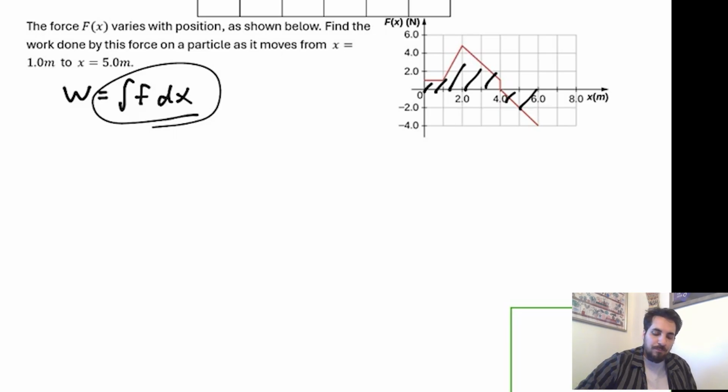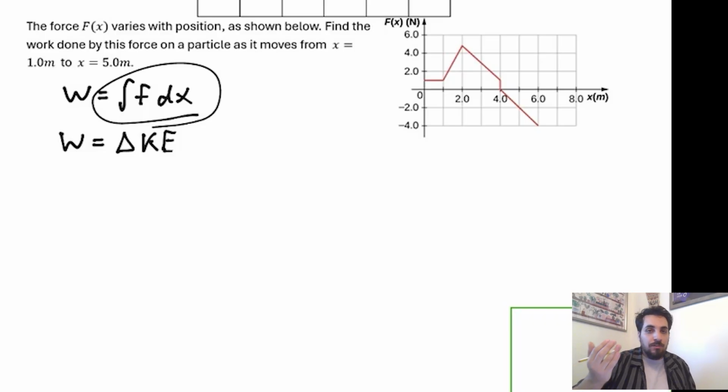Once you have that work done, and I'm going to erase what I just drew on the graph, you could do things like say work is equal to your change in kinetic energy. This is the work kinetic energy theorem, and is incredibly powerful, right? This problem doesn't ask us to use it. We're just finding work, but it can be used to figure out things like changes in kinetic energy, which tells you about changes in speed.